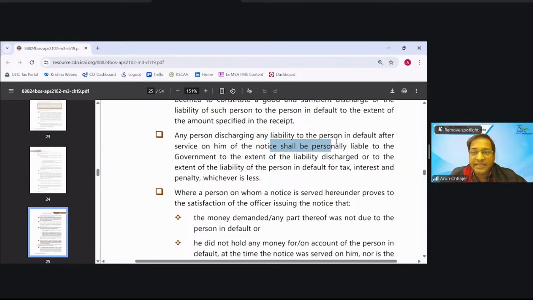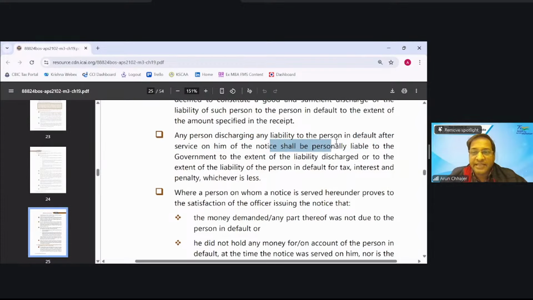Where a person on whom the notice is served proves to the satisfaction of the officer. हाँ, ये इंपॉर्टेंट है. अब टेनेंट को नोटिस इशू हुआ, बट टेनेंट कह रहा है मैंने तो बिल्डिंग ही वैकेट कर दी, अब तो मैं उसकी बिल्डिंग में रहता ही नहीं हूं, सो देयर इज नो अमाउंट टू बी पेबल टू दैट पर्टिकुलर एक्सवाइजेड.